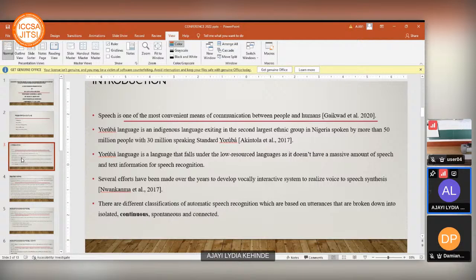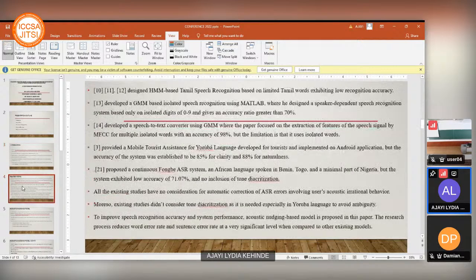Several efforts have been made to develop interactive systems to realize both speech recognition and speech synthesis. We also have different classifications of automatic speech recognition, which are isolated, continuous, spontaneous, and connected. The focus of this study is on continuous. Back to the literature review. Someone designed an HMM-based Yoruba speech recognition, but it has low accuracy.